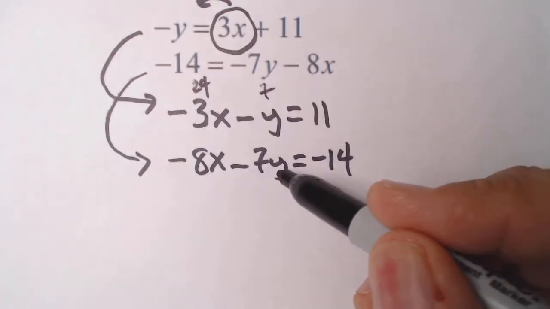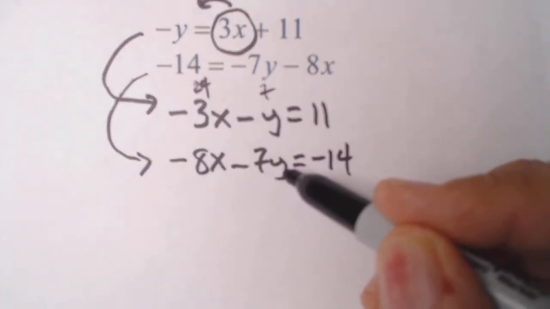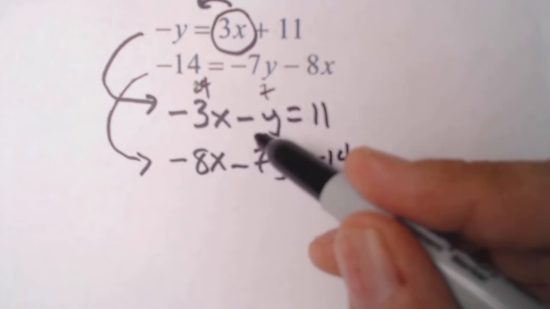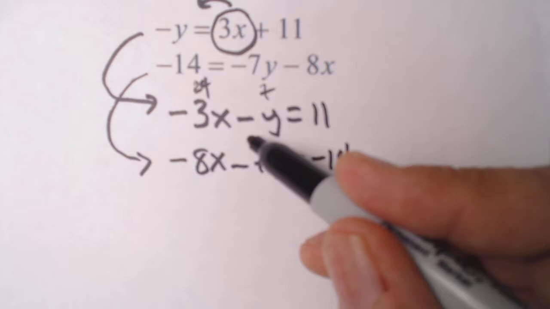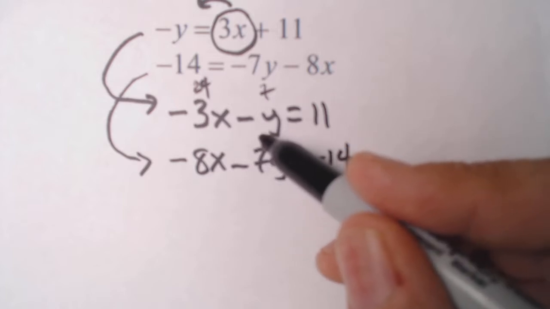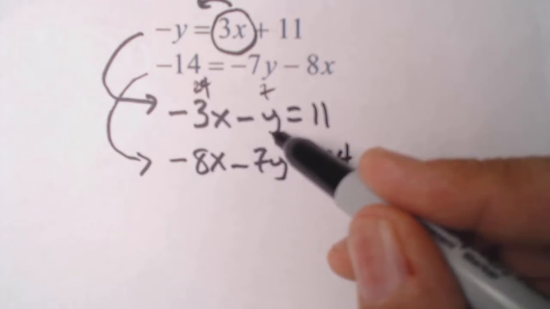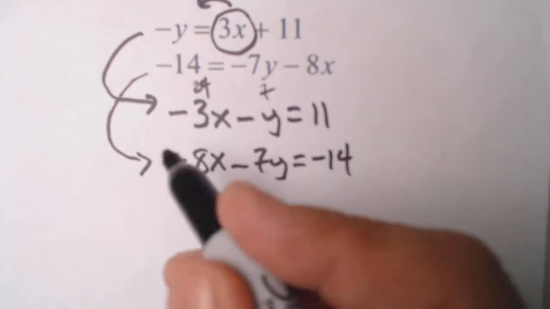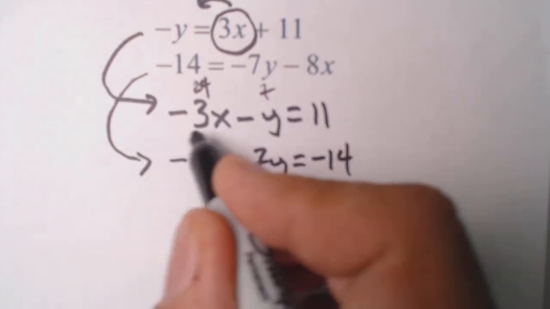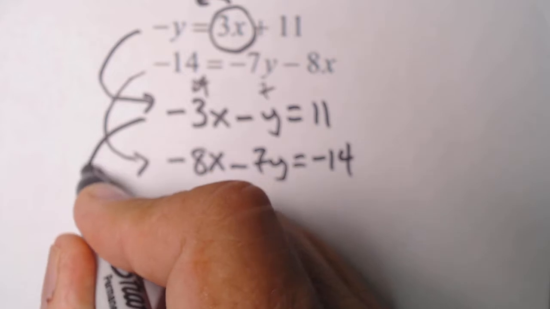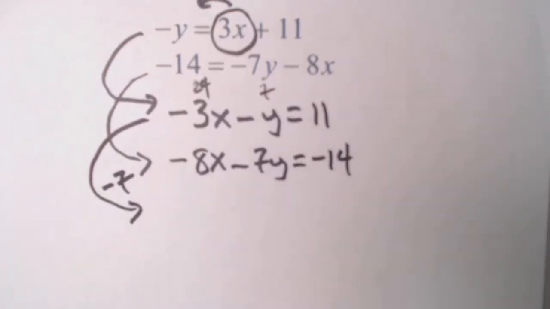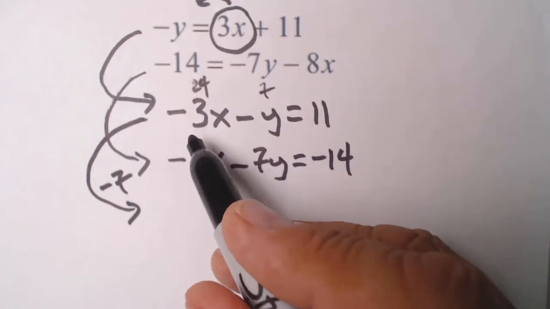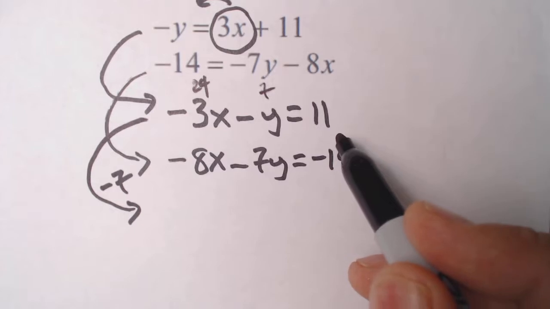Now, I got negative 7y here. To be able to cancel that out, I need to make this positive 7y. Well, what do I have to multiply negative y by to make it positive 7y? Got to multiply it by negative 7. Okay, so here it goes. I'm going to indicate it like this. I'm going to take this equation and multiply everybody by negative 7.